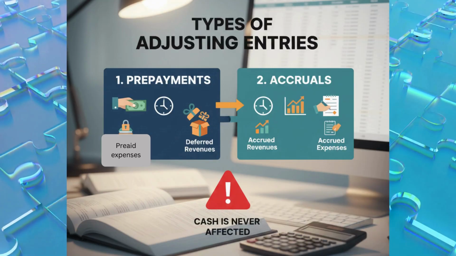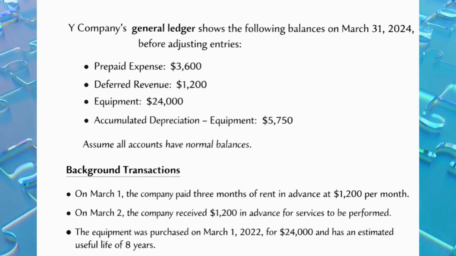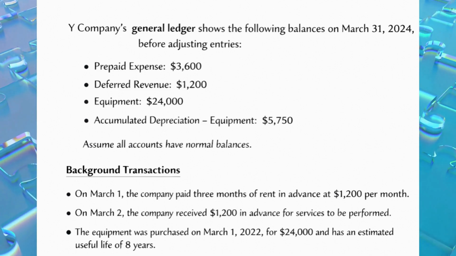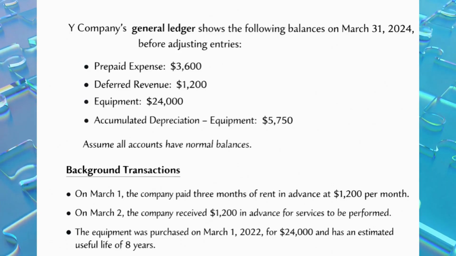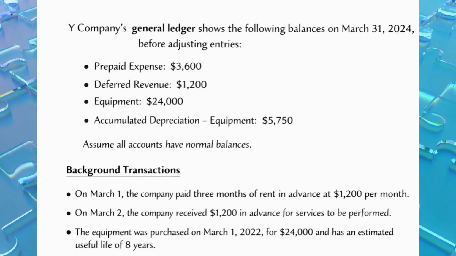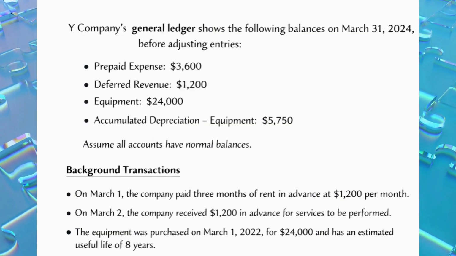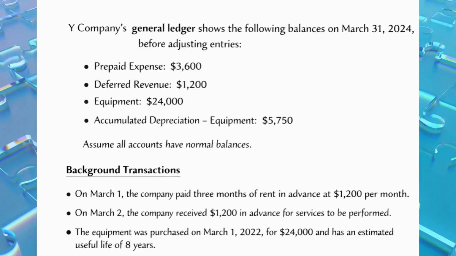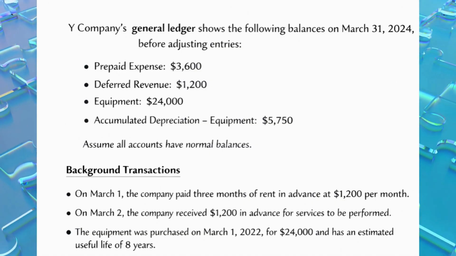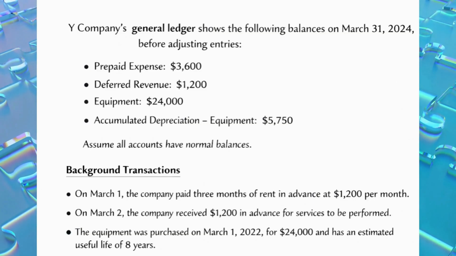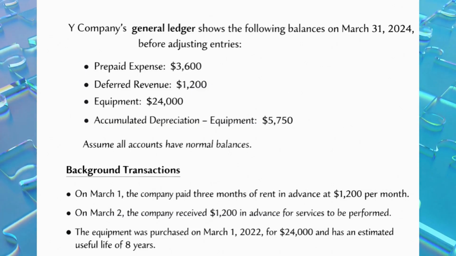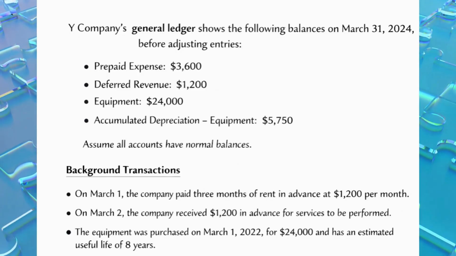Let's take an example of Y Company to see how we prepare adjusting entries. Y Company's general ledger shows the following balances on March 31, 2024, before adjusting entries. Prepaid expense, $3,600. Deferred revenue, $1,200. Equipment, $24,000. Accumulated depreciation on equipment, $5,750. Assume all accounts have normal balances.